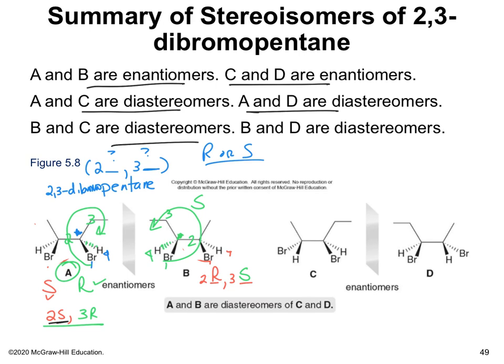Do you see that 2S and 2R are exact opposites, and 3R and 3S are exact opposites? That means they're enantiomers of each other. So A and B are enantiomers.